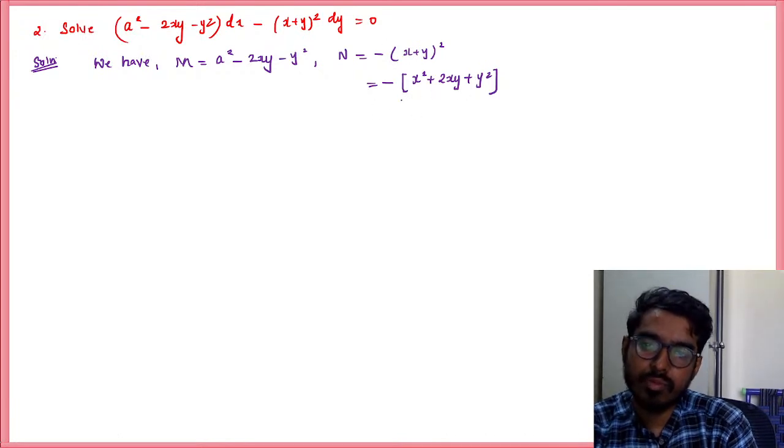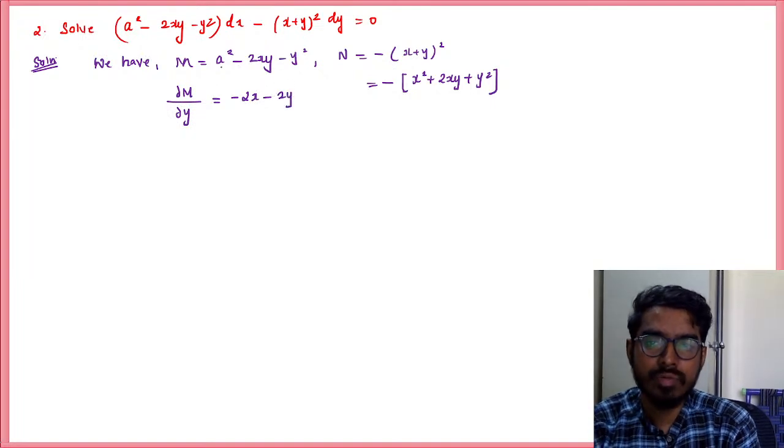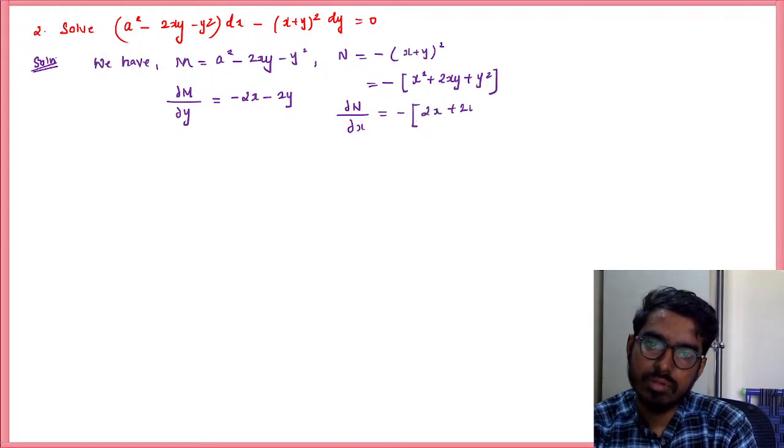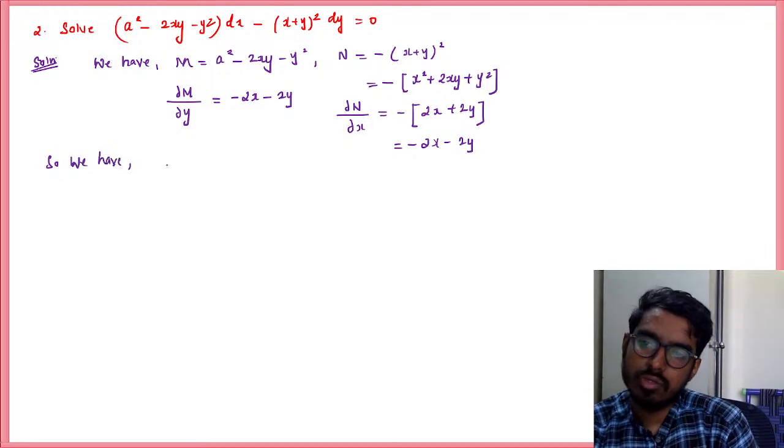Now, what about ∂M/∂y, with respect to y? This will be −2x − 2y. The x² term is 0, −2x is constant, and the derivative of y is 1, so this will be −2y. What about ∂N/∂x with respect to x? It will be −2x − 2y. So we have ∂M/∂y equal to ∂N/∂x. This implies it is exact.